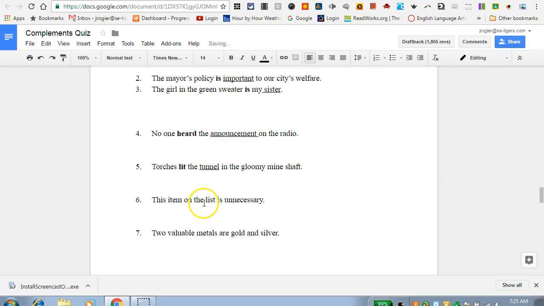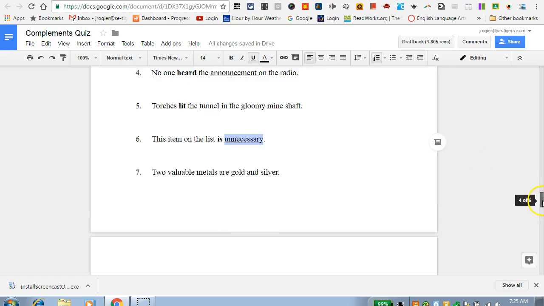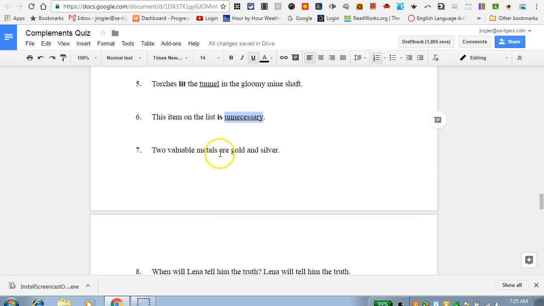Number 6, the item on the list is unnecessary. Is, once again, shows up as our verb. The item is, what is the item? The item is unnecessary, and so that should have been predicate adjective. The item was unnecessary.